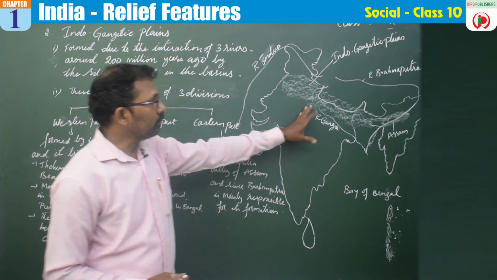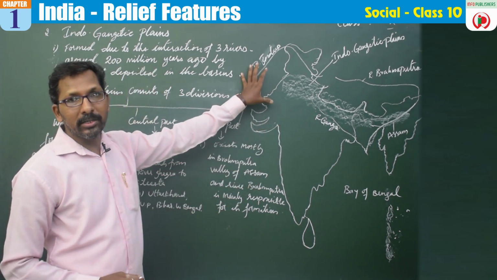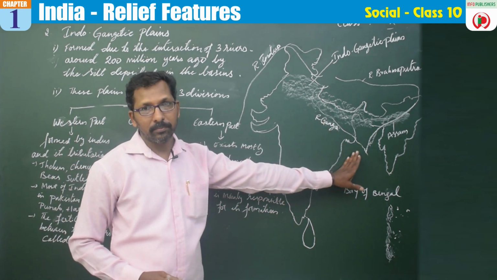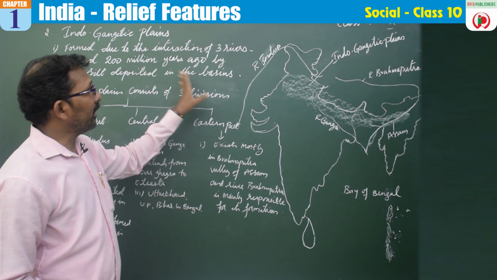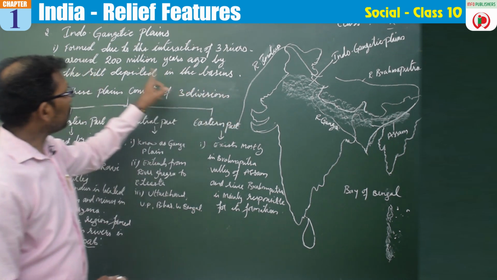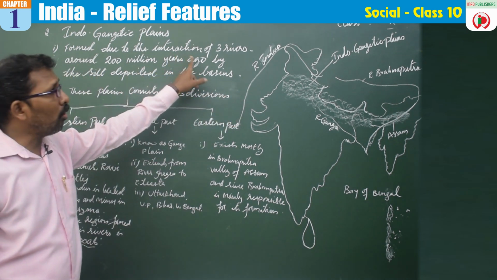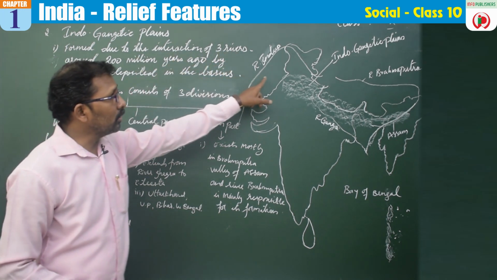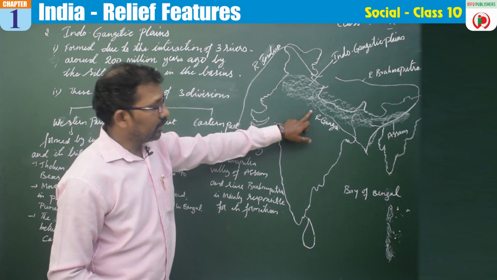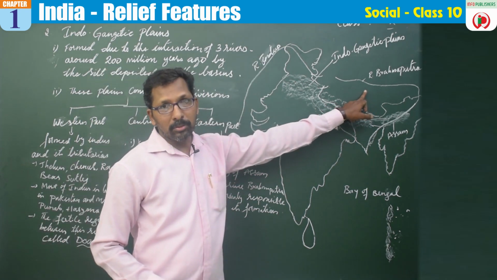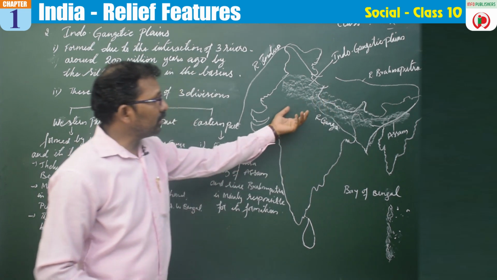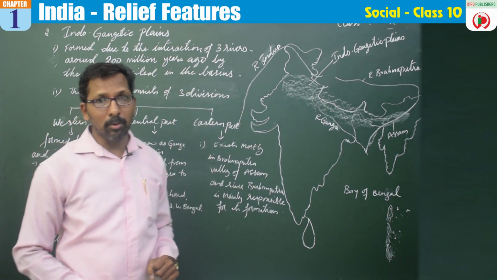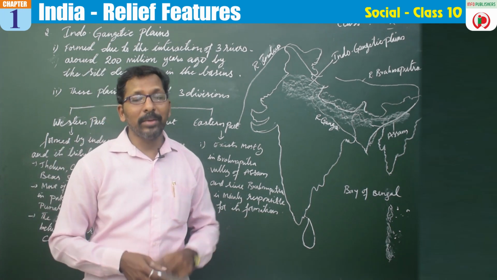If you look at the board here, I have drawn the important rivers which led to the formation of the Indo-Gangetic plain. So the Indo-Gangetic plains were formed, right, due to the interaction of three rivers: river Indus, river Ganga and river Brahmaputra. And this particular process took place around 200 million years ago when they were formed as basins.